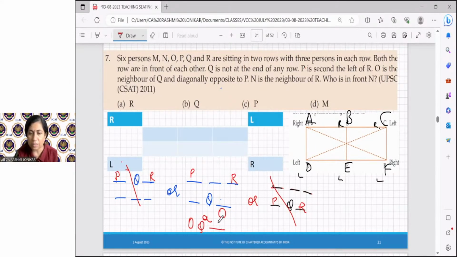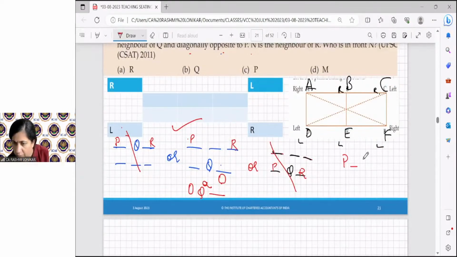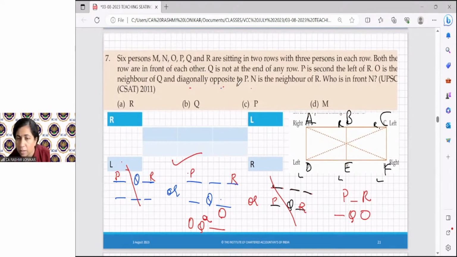But O is the neighbor of Q and diagonally opposite of P. So O is here, P is here. So this is the correct one. What is the correct one? P dash R dash Q O. O is the neighbor of Q and diagonally opposite P.